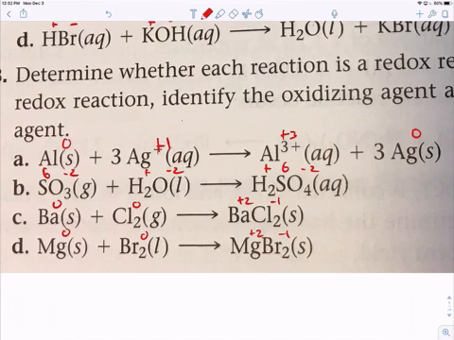Now the numbers change. So sulfur 6, here oxygen -2, here. Hydrogen is +1, +1. It's always -2. It's not gaining any electrons.